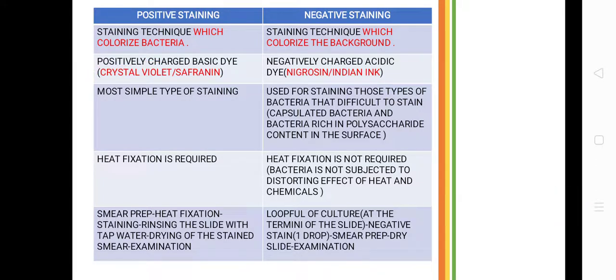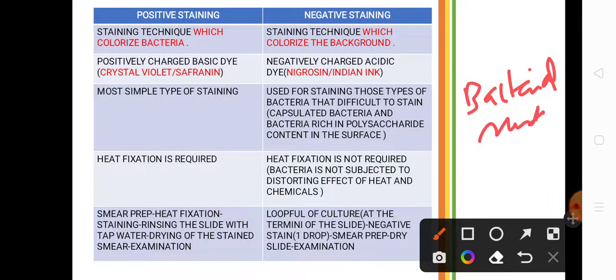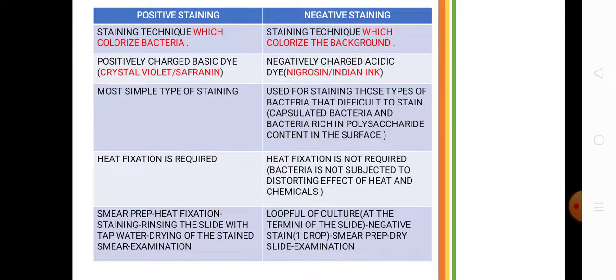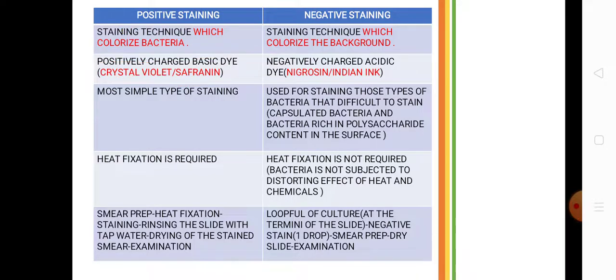Okay, so first clear one thing, that the bacterial surface is negative in charge. So if we want to stain them, we have to use some type of agent which should be positive in charge. That's why it will adhere to the bacterial surface, right? That is why it is called positive staining, because here we are using a positively charged basic dye, for example crystal violet and safranin, that will color the bacteria.